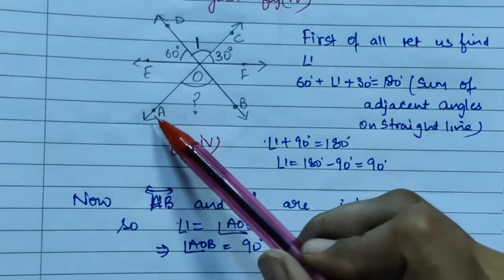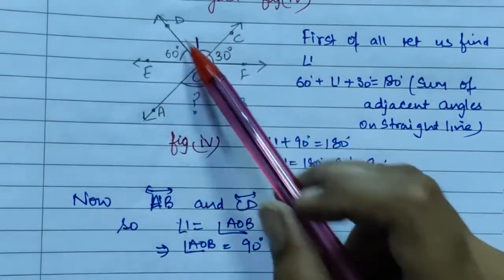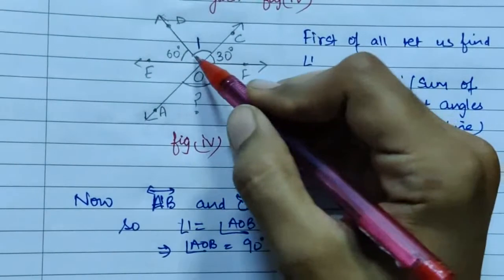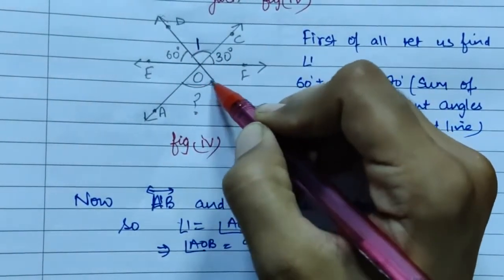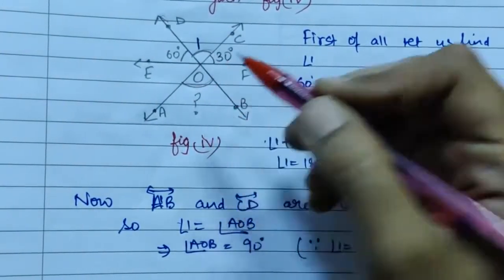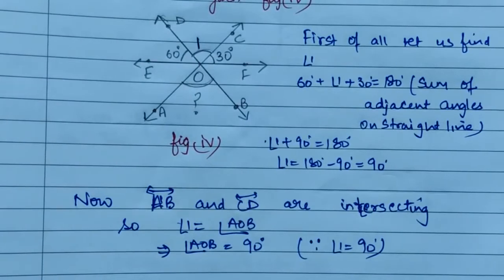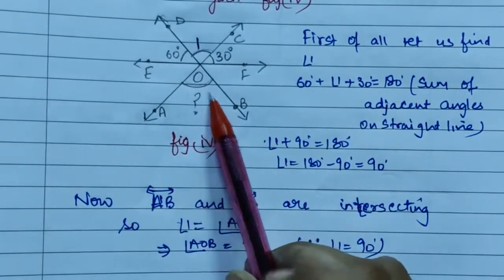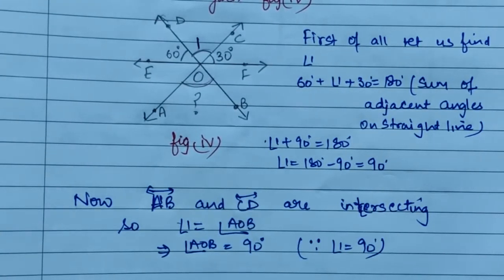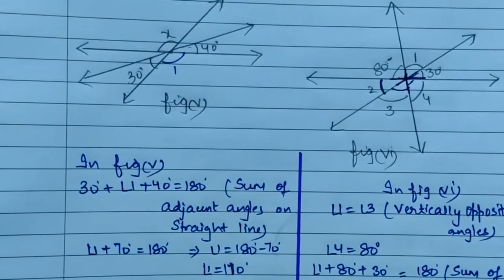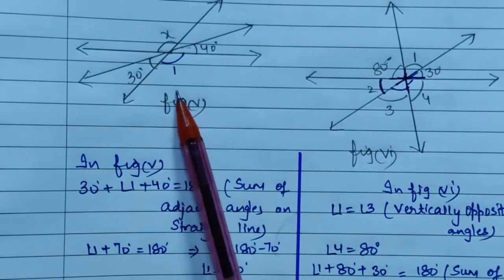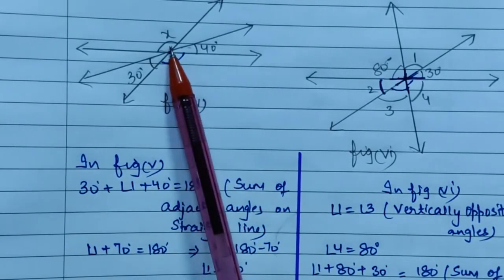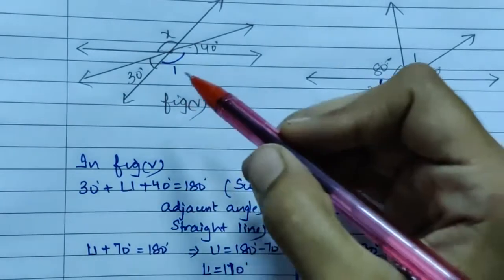Now AB, AC and BD are two intersecting lines. So these two angles will be equal. They are vertically opposite angles. So if this is 90 degrees, this will also be 90 degrees. Clear? Now next question. This figure is given to you and you have to find the value of x. Now see here.